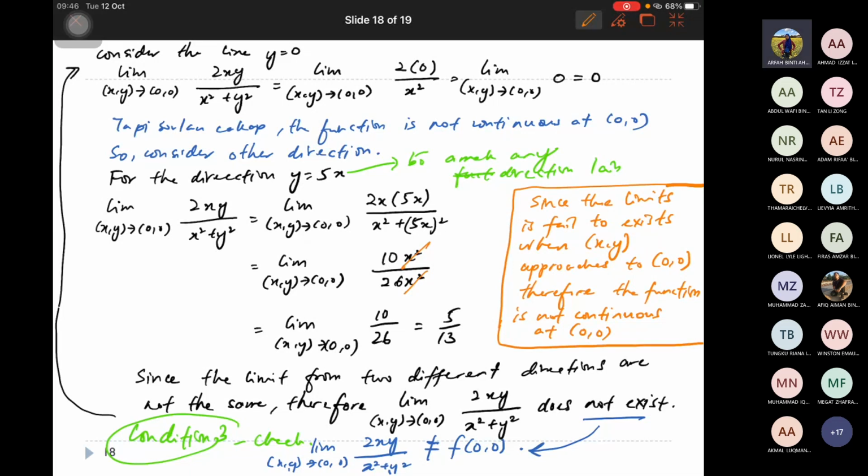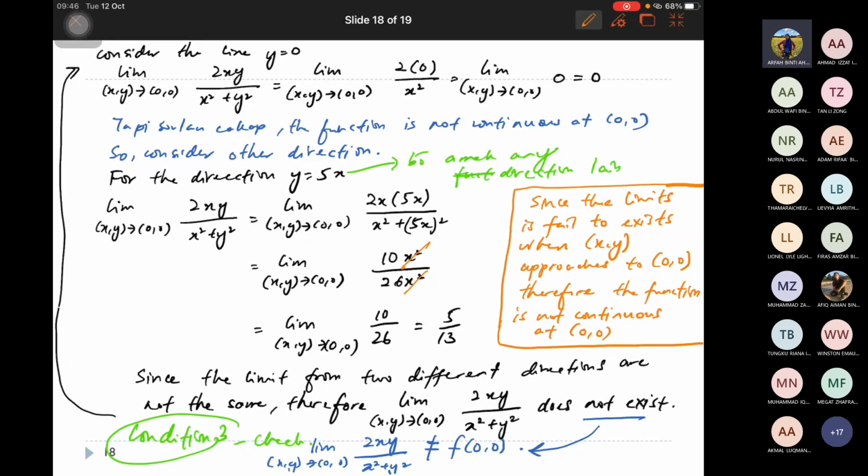Start. Okay. So yang dah cuba buat the next exercise tu. Saya ada tulis find the limits of the function. XY approaches 1, ada 1, 2, 3 soalan.